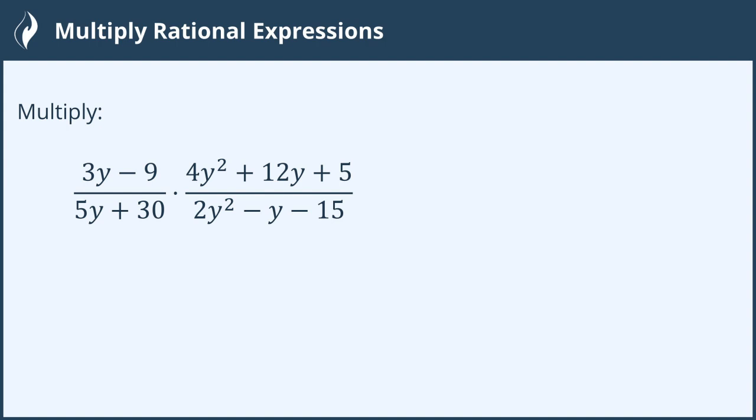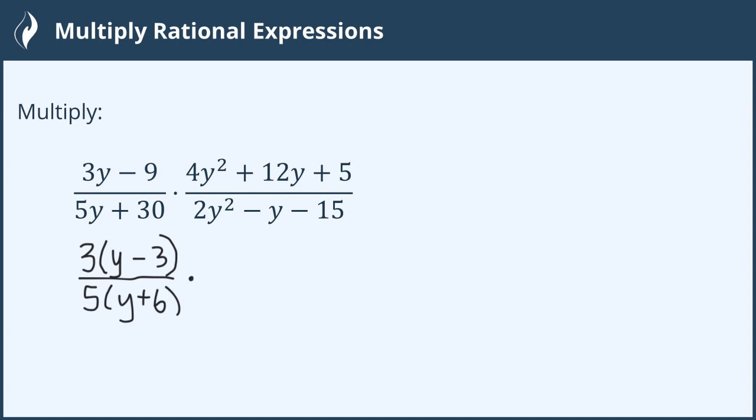It's going to be much easier both to do the multiplication and have a simplified answer if we simplify these expressions first. So the first thing I'm going to do is simplify by factoring. I'm going to take this 3y minus 9 and look for the GCF, the greatest common factor, which would be 3. I factor out a 3, and I'm left with y minus 3. I'm going to do the same thing in the denominator. I see 5y plus 30. Looking for a GCF, I see 5. So I'm going to factor out a 5, and I'm left with y plus 6, because 6 times 5 is 30.